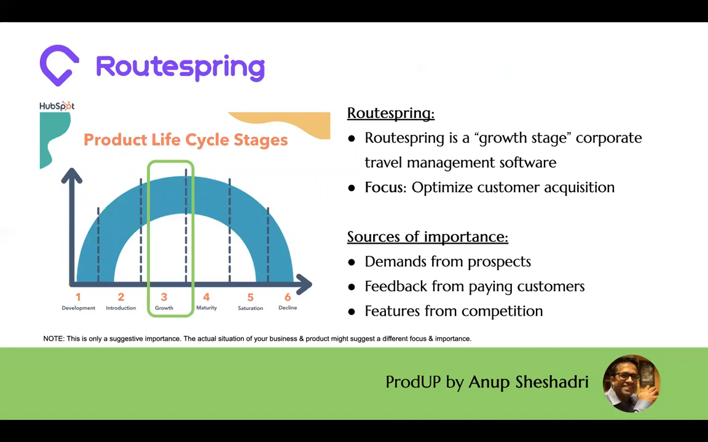RouteSpring is a growth stage corporate travel management software. Being in a growth stage, expanding the market share is very important. And for that reason, the focus is on optimizing customer acquisition. While we do that, we get tons of demands from the prospects that we are dealing with at the current time. And we want to make sure that we hear those voices and implement changes on the product to win them over and convert them into paying customers.